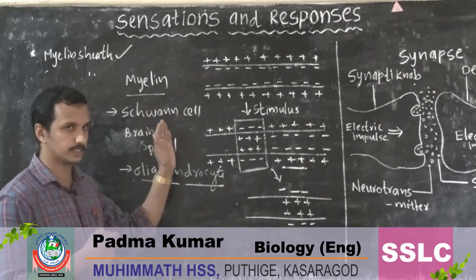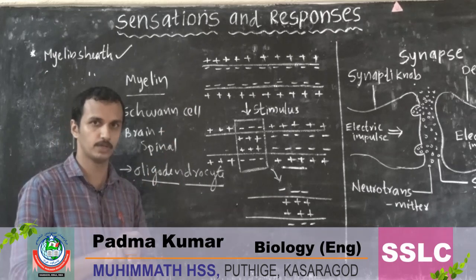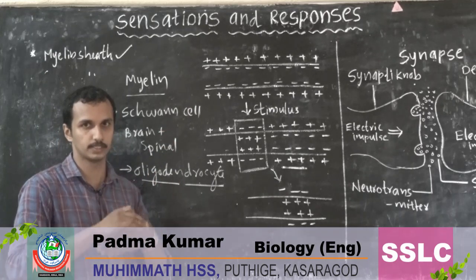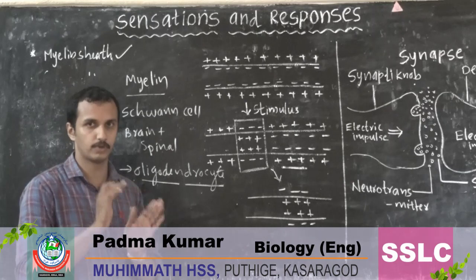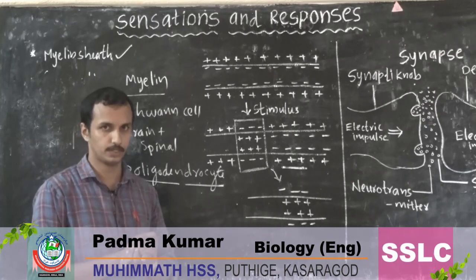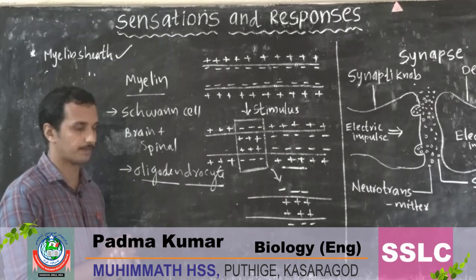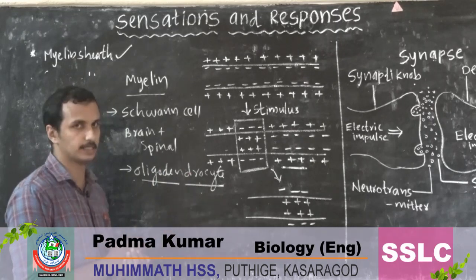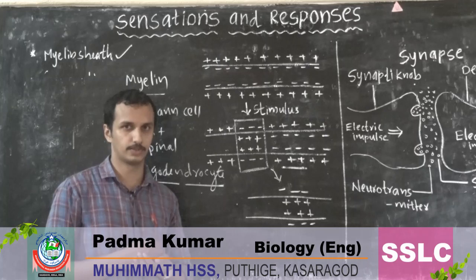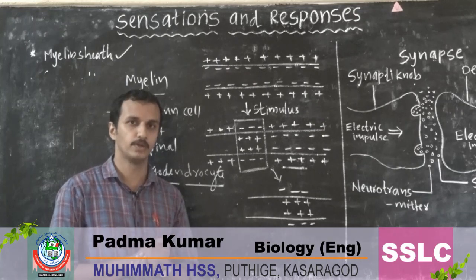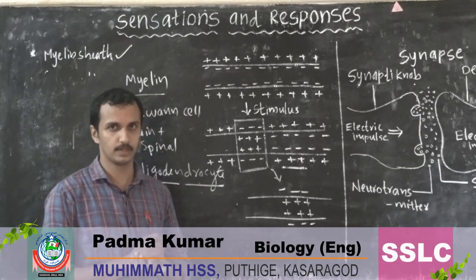What is myelin sheath? It is the covering of a neuron. It is a sheath-like structure, continuously wrapped around the axon region of a neuron. In the case of the brain, the myelin sheath is formed from a special type of cell called an oligodendrocyte.